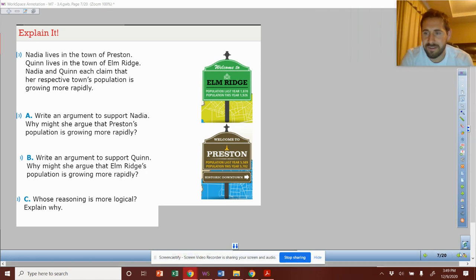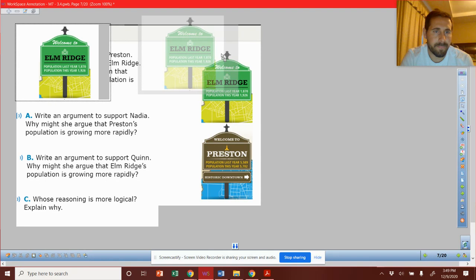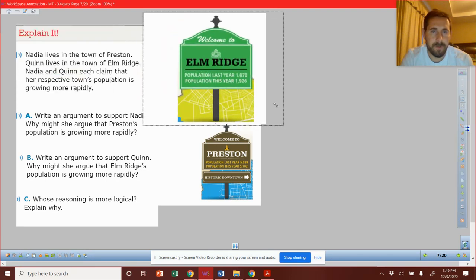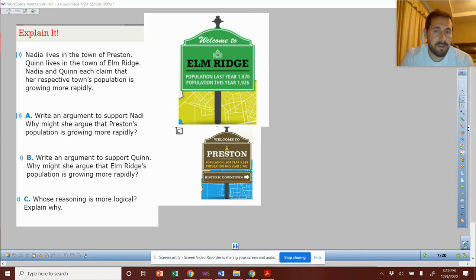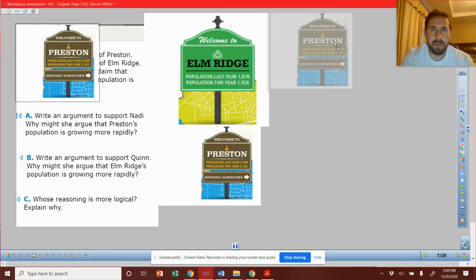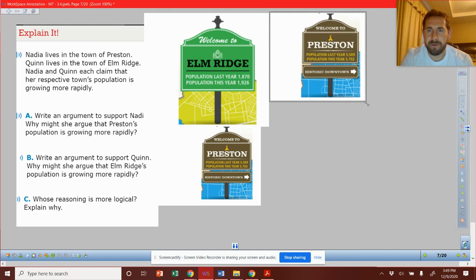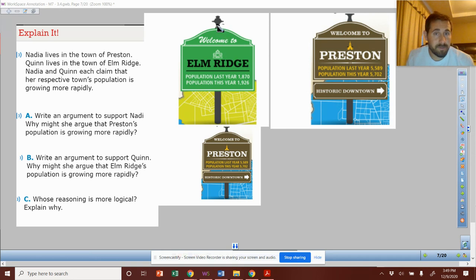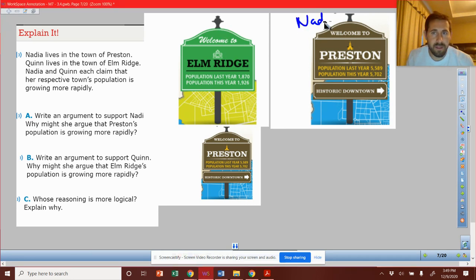Now, these are kind of hard to see, so it's going to take some enlarging here. At least for my eyes, it needs to be enlarged. Yours are much better than mine. So I'm going to write names on top of these people because I'm kind of getting the town names confused with who lives where. So this is Nadia, and this is Quinn.